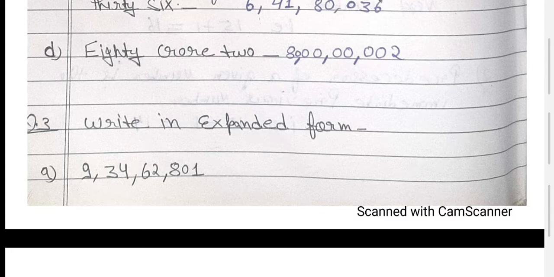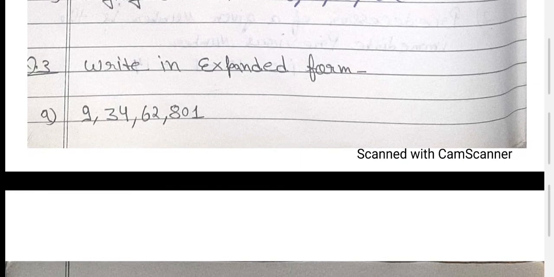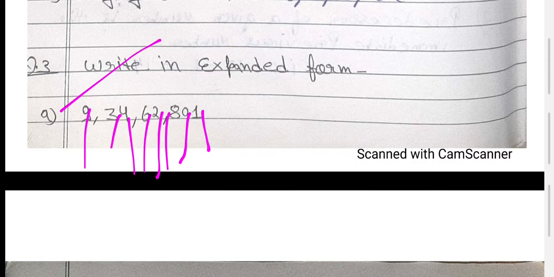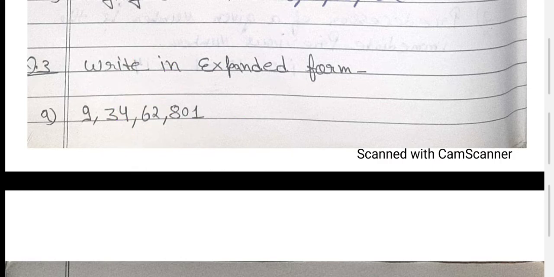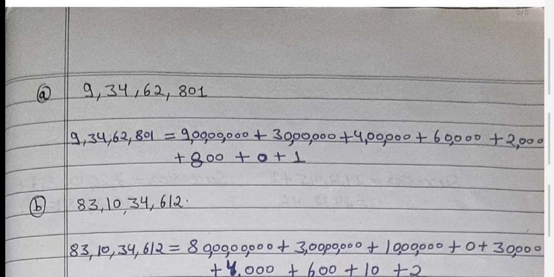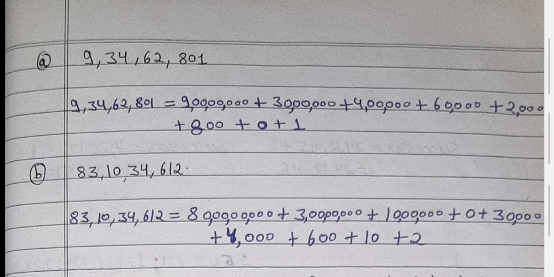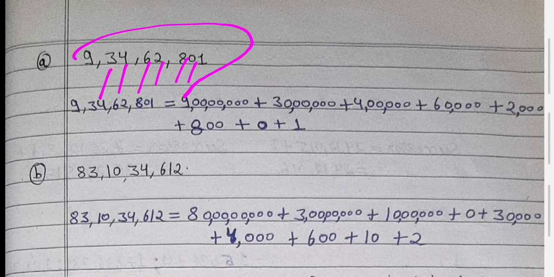Write in expanded form. The question is 9,34,62,801. If you read it, the number becomes 1, 10, 100, 1000, 10,000, lakh, 10 lakh, crore. It is 9 crore 34 lakh 62,801. Now you have to write in expanded form, which is very easy. Just write 9 first. Now how many digits are behind it? Just count: 1, 2, 3, 4, 5, 6, 7. So you have to write 70 here.